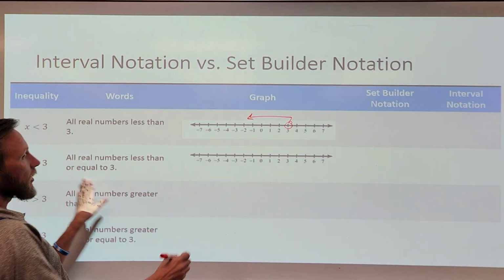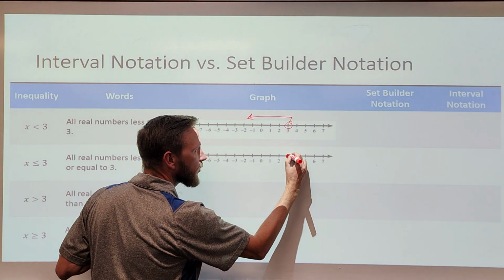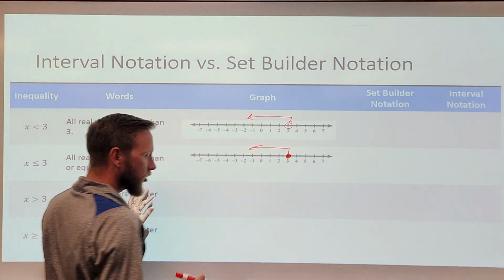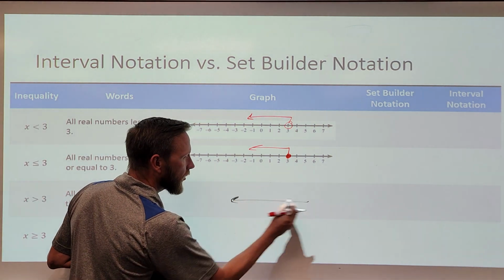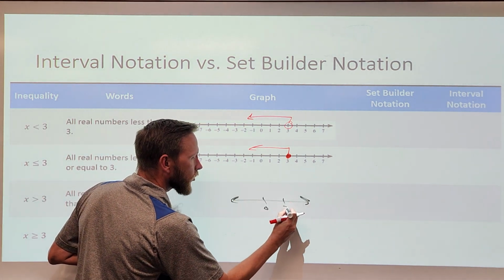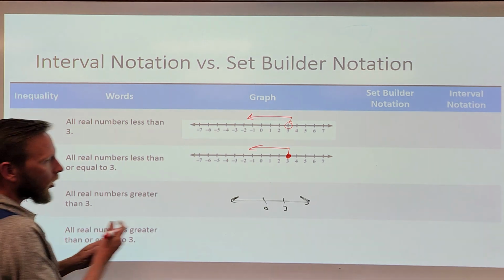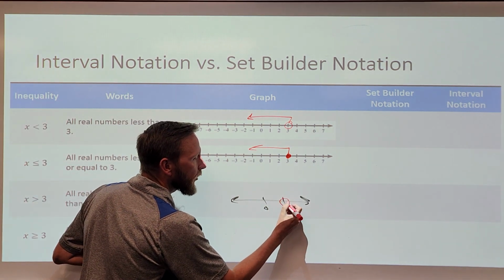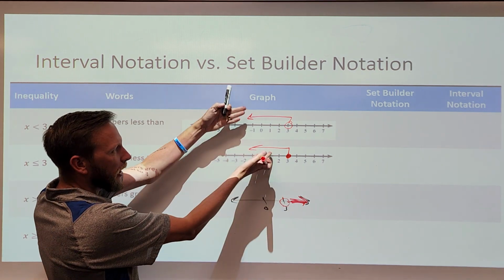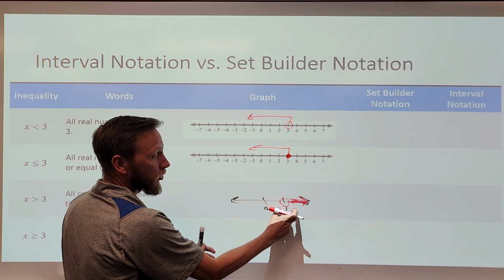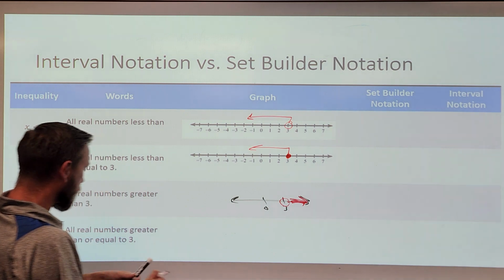All real numbers that are less than or equal to 3 would be the filled in value and shaded to the left. All real numbers that are greater than 3 will have 0, we'll have 3, and we'll talk about all the numbers that are bigger than 3, shading to the right. And again, I don't care if you do it on the number line or above the number line, it doesn't really matter, as long as your circle is open or closed appropriately.